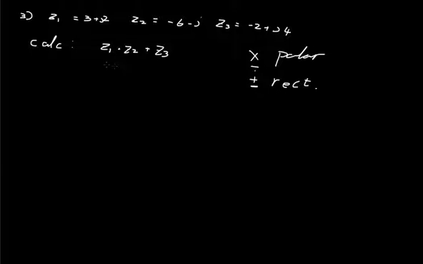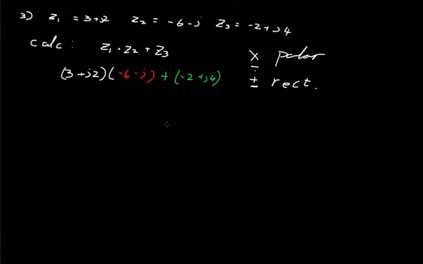So let's get cracking. Let's start off with Z1, which is 3 plus j2, multiplied by Z2, which is minus 6 minus j, and then we've got plus Z3, which is plus minus 2 plus j4. According to BODMAS, we do the multiplication of these two brackets first, and then we add this afterwards.